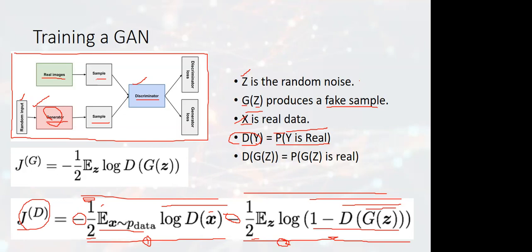Nope. D of g of z is still, since the output of d is basically the probability that something is real, d of g of z is basically the probability that the discriminator thinks the fake sample is real. But we don't want that. We want that term to be really low. So we are adding the 1 minus d of g of z.